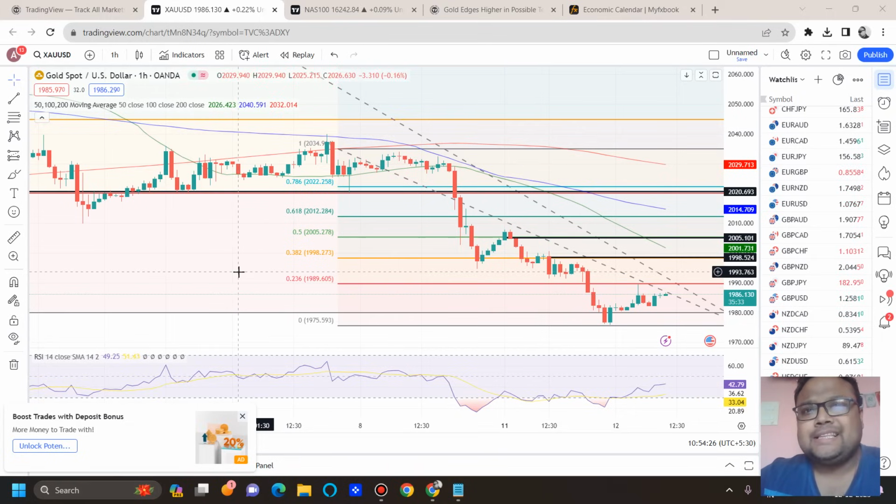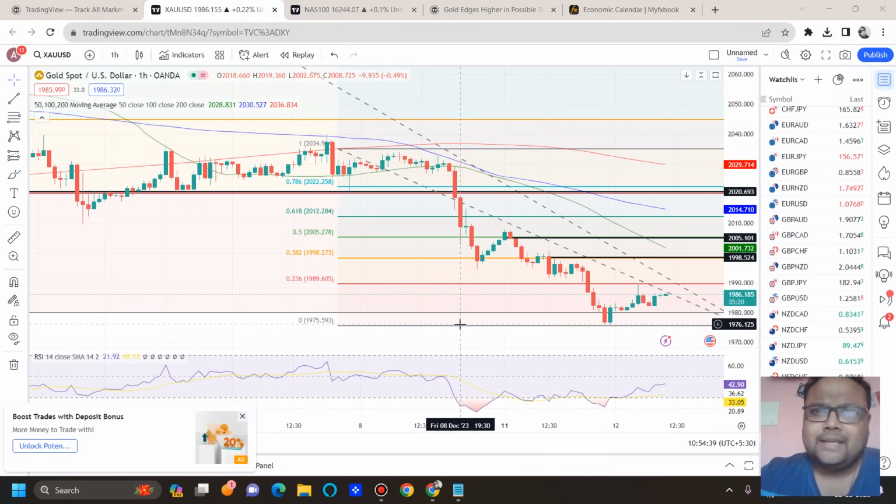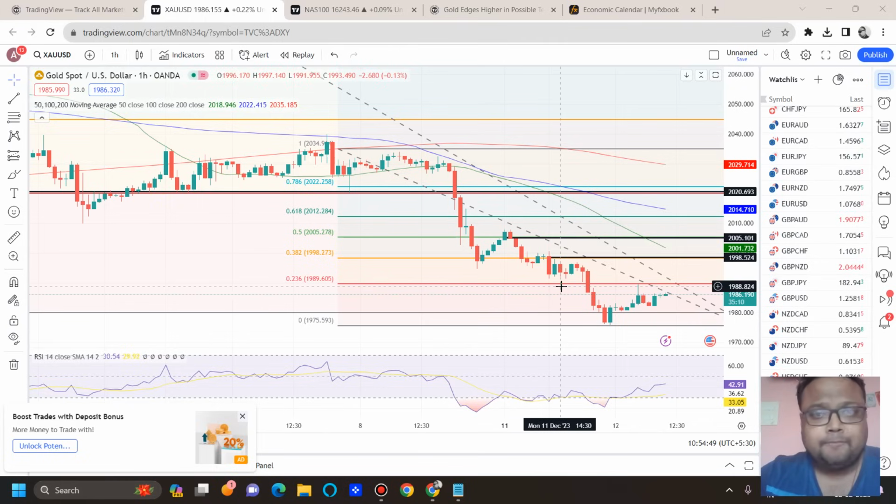Yesterday we discussed the sell below 1993 and hopefully you guys made some profit. Market made a low of 1976 here, and we can say that yes, our support of 1980 worked. So if you took a buy around 1980, hopefully you got the profit you were waiting for, because after that market made a high of 1989.